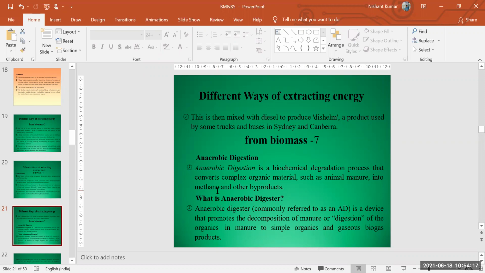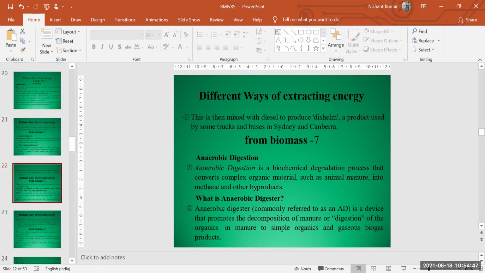Now, what is your anaerobic digester? This process is called anaerobic digestion. So this digester is a device that promotes the decomposition of manure, or digestion of the organics in the manure, into simple organics and gases, biogas products. These biogas products are then stored.